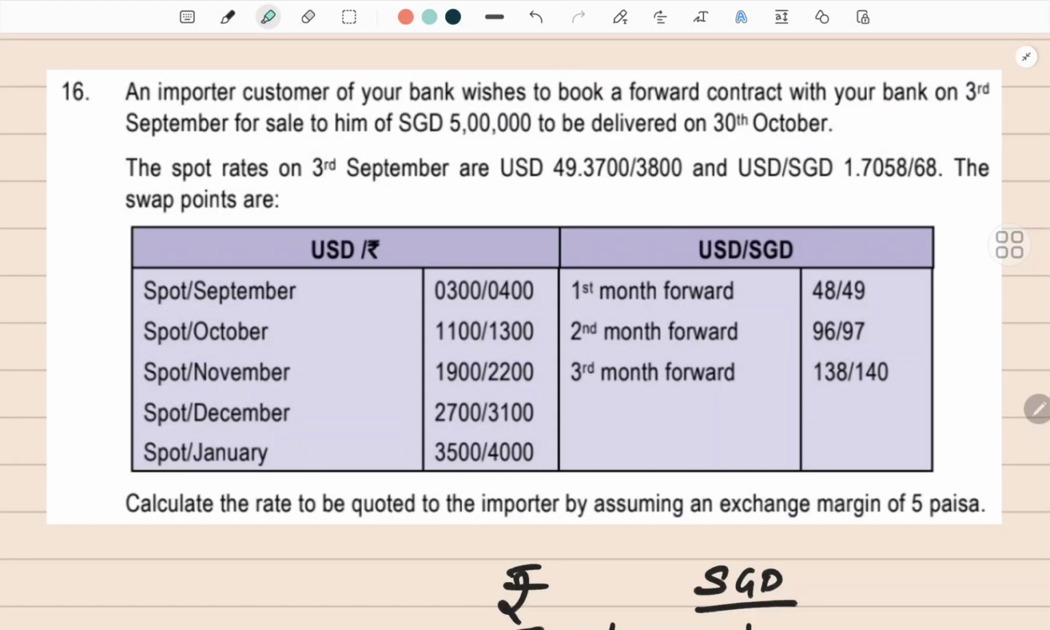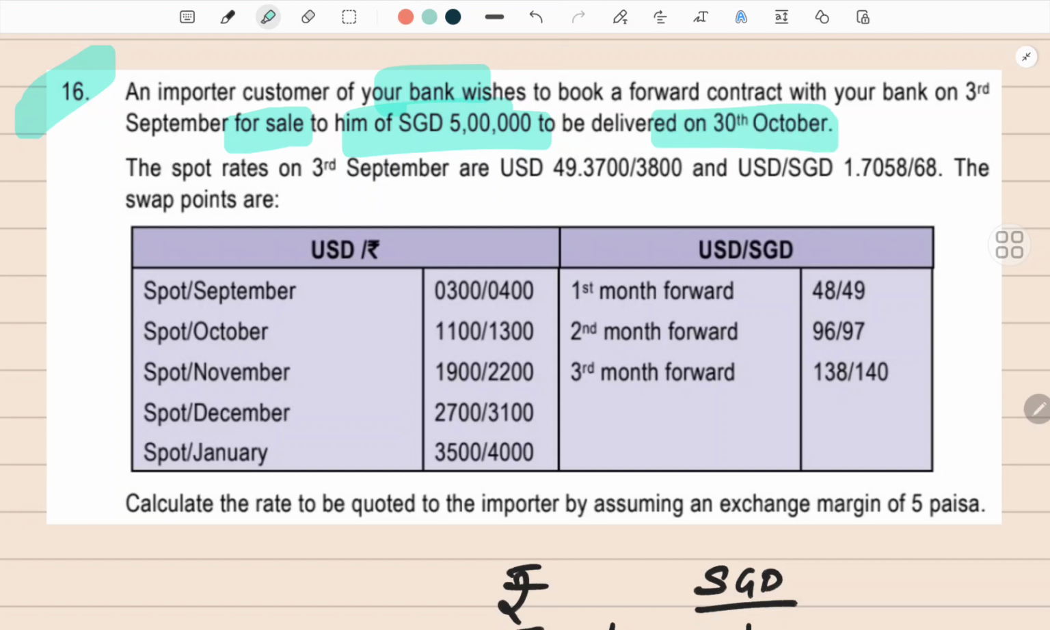The 16th sum. An importer customer of your bank wishes to book a forward contract with your bank on 3rd September for sale to him of STD, that is Singaporean dollars, 5 lakh, to be delivered on 30th October. Okay, so an importer customer of the bank wishes to book a sale contract. So the bank will sell to the customer what? STD 5 lakh. Okay, the bank will sell, and this has to be delivered on 30th October.